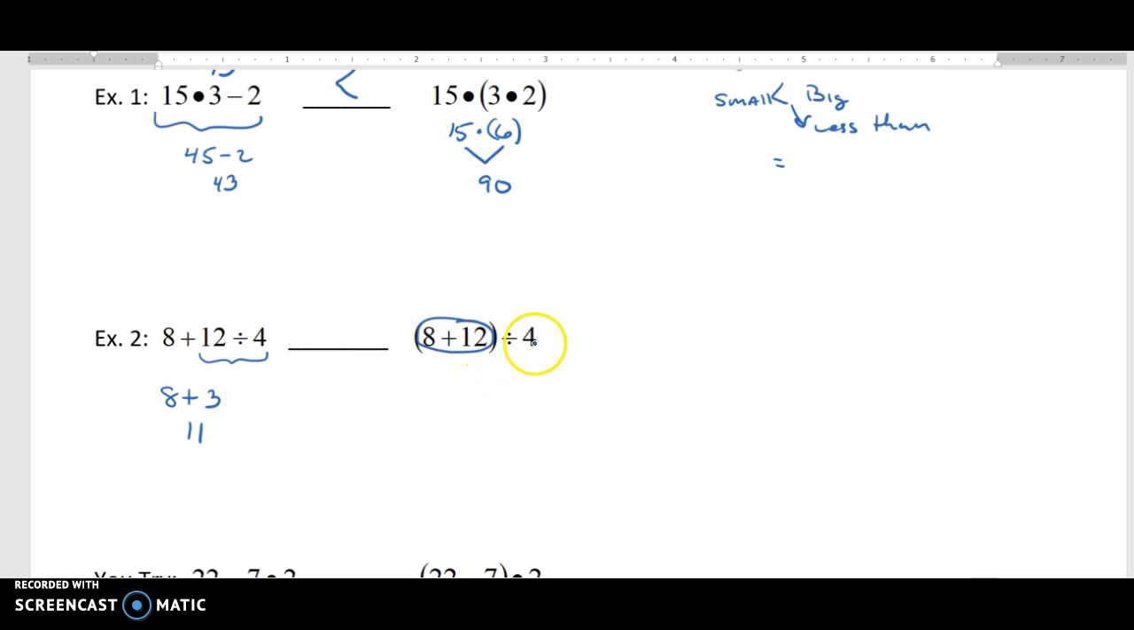Okay? Common mistake here is people want to do 12 divided by 4, get 3, and do 8 plus 3 is 11, and put an equal sign here. But if I stop doing the parentheses, 20 divided by 4 is now 5. It's a big difference. So 11 is bigger than 5, so the alligator must eat 11.